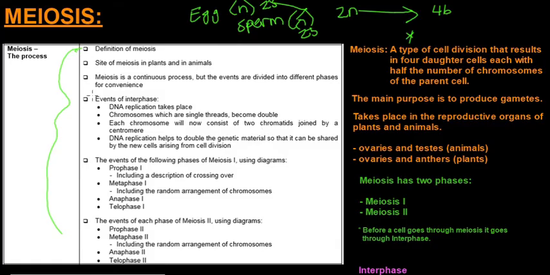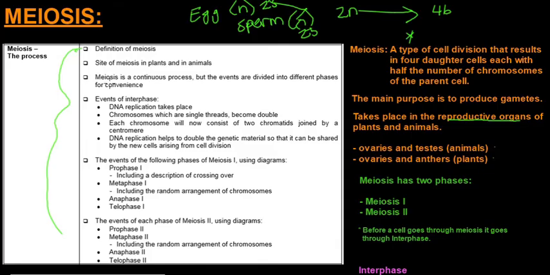You also need to know the site of meiosis in plants and animals. Because it is the formation of sex cells, it takes place in the reproductive organs of plants and animals. So in the ovaries and testes of animals, and then in the ovaries and anthers of plants.